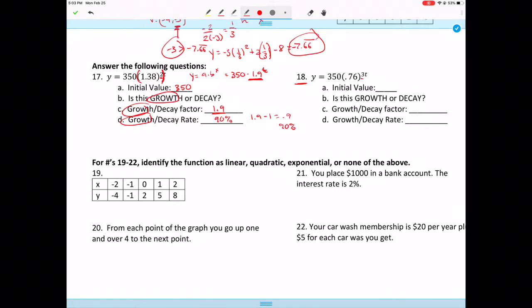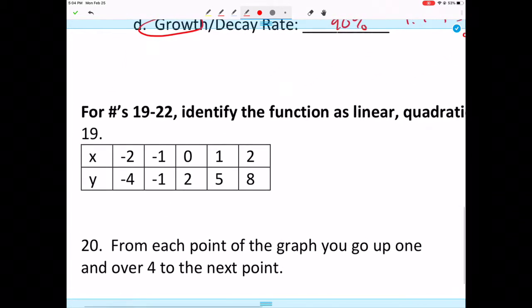I'll do 19. Hopefully you can figure out 21 through 22. So this one, what you'd want to do is find out the first difference. So here the difference between these two is 3. Difference here is 3. Difference here is 3. Difference here is 3. So I would always start by taking the first difference.